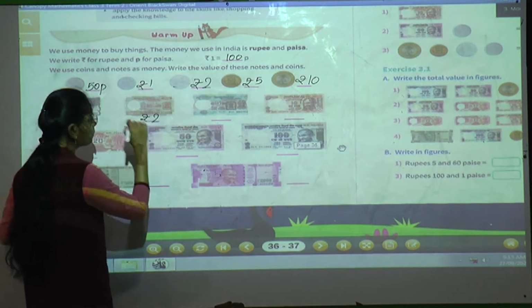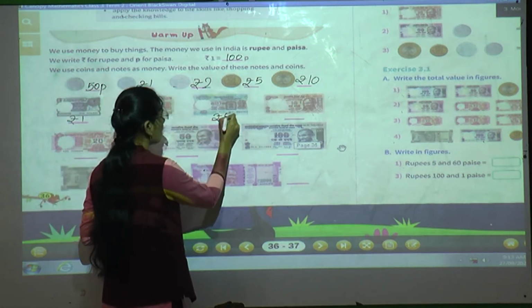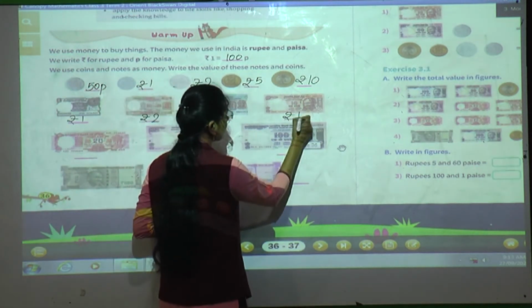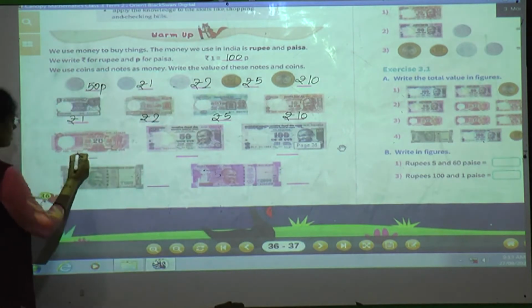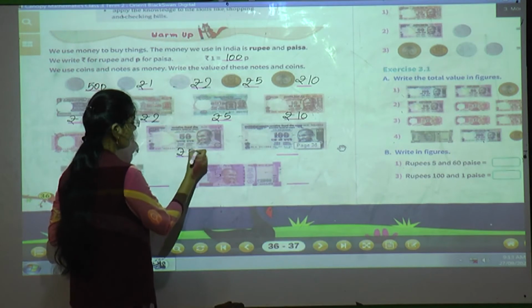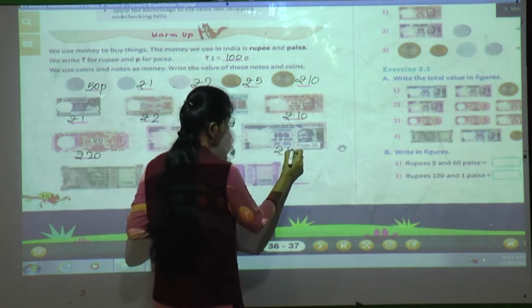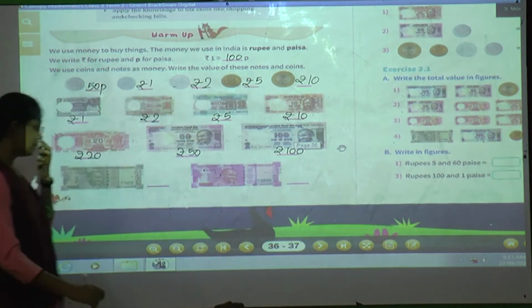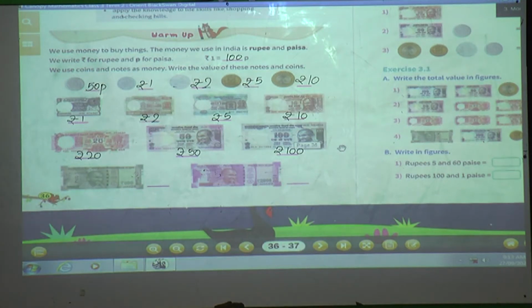This is a note of 2 rupees. This is a note of 5 rupees. This is 10 rupees. Then this is 20 rupees. This is 50 rupees. This is 100 rupees. Now here two more notes are there, which are new.